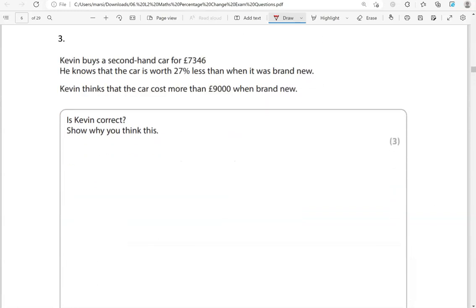Kevin buys a second-hand car for £7,346. He knows that the car is worth 27% less than when it was brand new. Kevin thinks that the car cost more than £9,000 when brand new. Is Kevin correct? Show why you think this. So if we represent the original price when the car was brand new, that's the 100% amount. We don't know what that amount is, and it's now decreased by 27%.